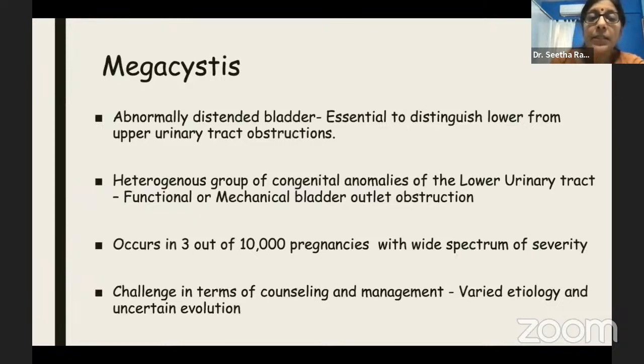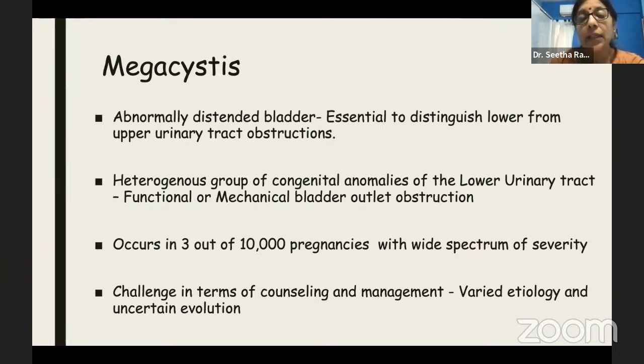Now, what is megacystis? It's basically an abnormally distended bladder. And of course, as Dr. Bijoy said, it is important to distinguish what is causing what. So this is primarily a lower urinary tract pathology, which is causing changes in the upper urinary tract as it evolves into severe conditions.